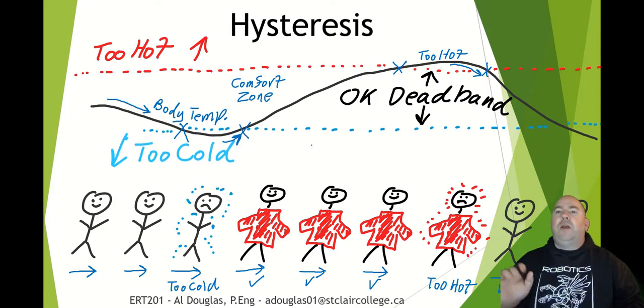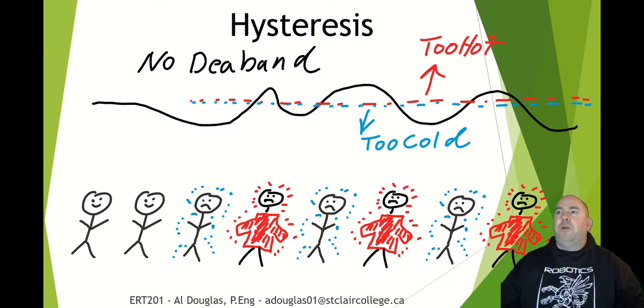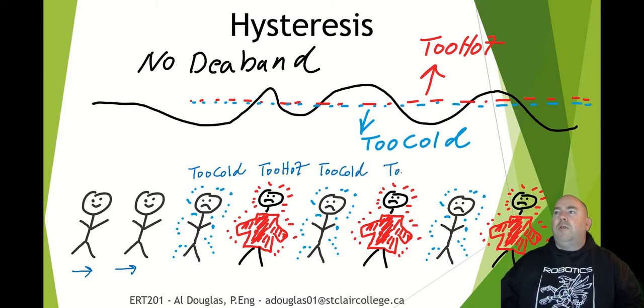Okay, now let's say we didn't have hysteresis. What would this look like with our sweater example? We would go from here, we're realizing we are too cold, putting our sweater on. Now we're too hot. As soon as we have our sweater on, we take our sweater back off again, now we're too cold again. Now we're too hot.